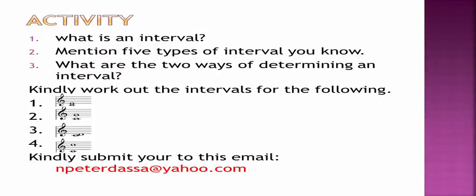So activity now, you have some work to do. Answer these questions neatly. What is an interval? Mention 5 types of interval you know. What are the 2 ways of determining an interval? Kindly work out the following intervals. You see C and E here. Then we have C and G here. We have C and D here, and we have C and C here. So kindly work it out.